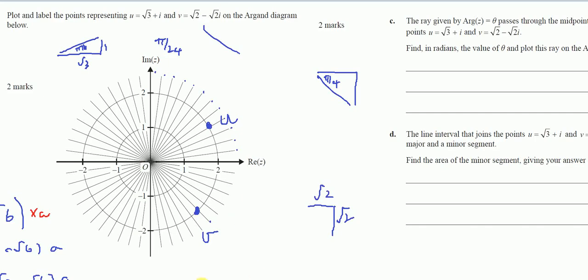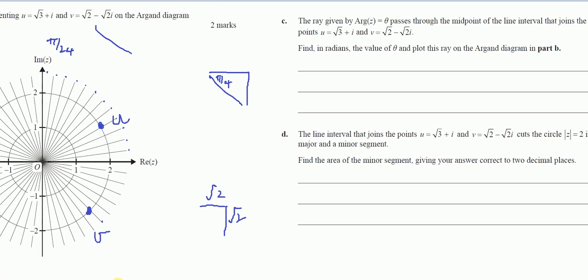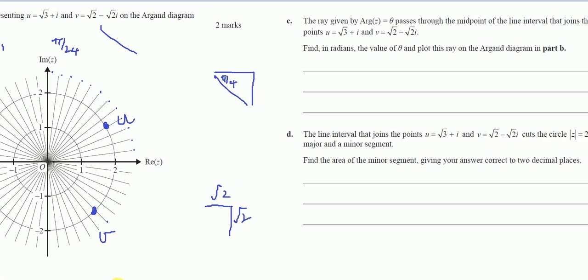Okay, so part C and part D of this question. A ray which has the argument of z being equal to theta passes through the midpoint of the line interval that joins u and v. So if I was to draw a line between u and v, then the midpoint, wherever that midpoint is, now I know the midpoint will be x1 plus x2 on 2 and y1 plus y2 on 2.